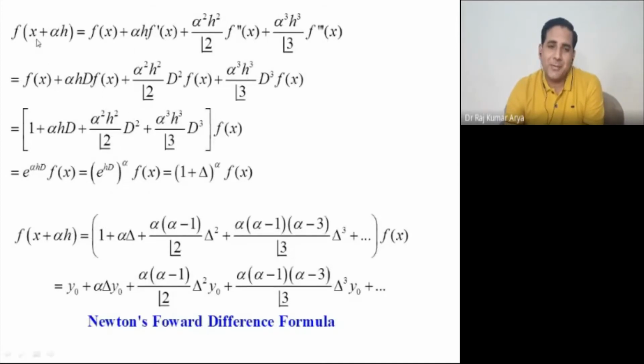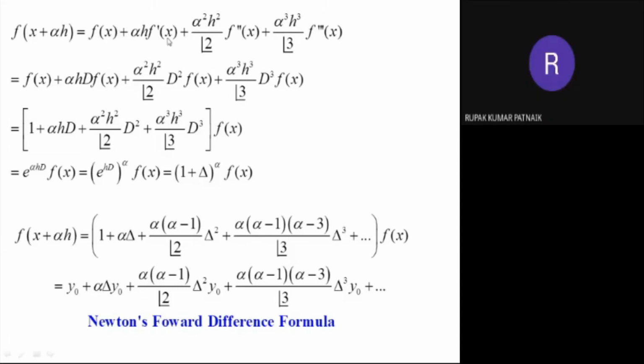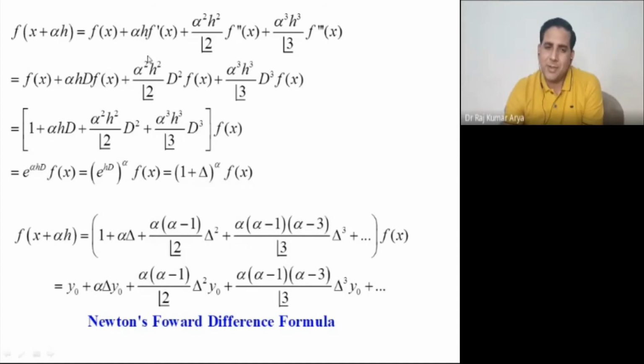So if you want to write f(x + αh), you can again write the Taylor series, right? Then you substitute the value of f'(x) in terms of D f(x), f'' as D² f(x), f''' as D³ f(x). Then you take f(x) common, and you get e to the power αhD f(x), which is e to the power (hD) to the power α f(x), and you already proved that e to the power hD is 1 plus delta, right?